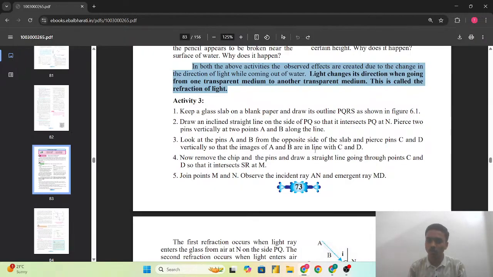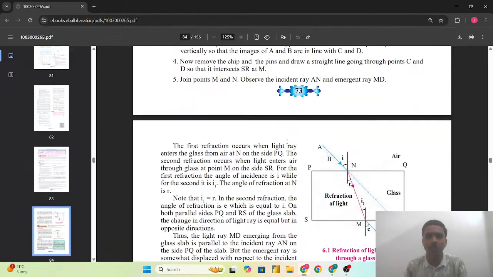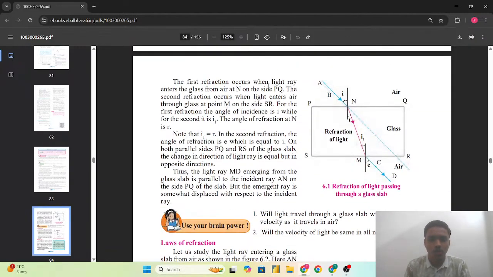Join points M and N. Observe the incident ray AN and emergent ray MD. The first refraction occurs when the light ray enters the glass from the air at N on the side PQ. The second refraction occurs when the light enters air through glass at the point M on the side SR.